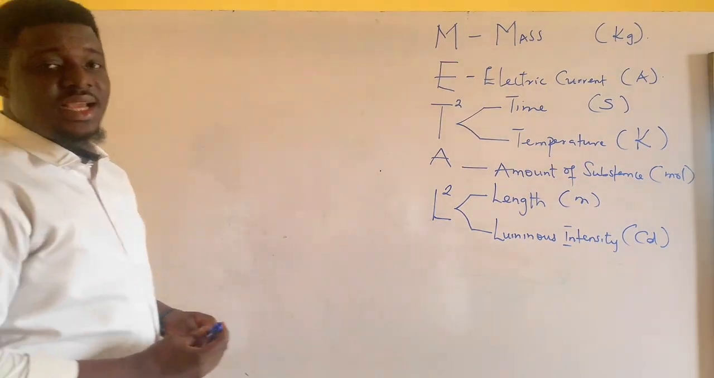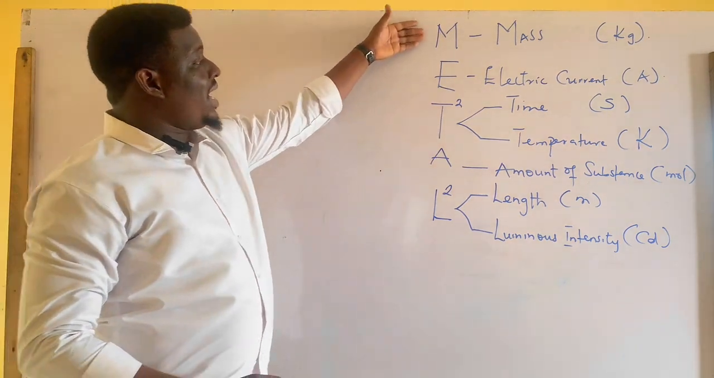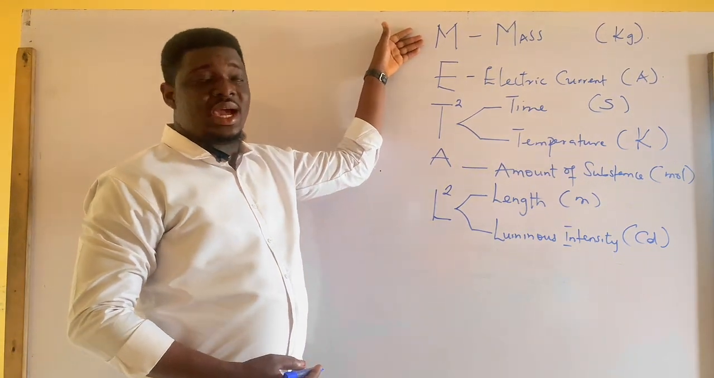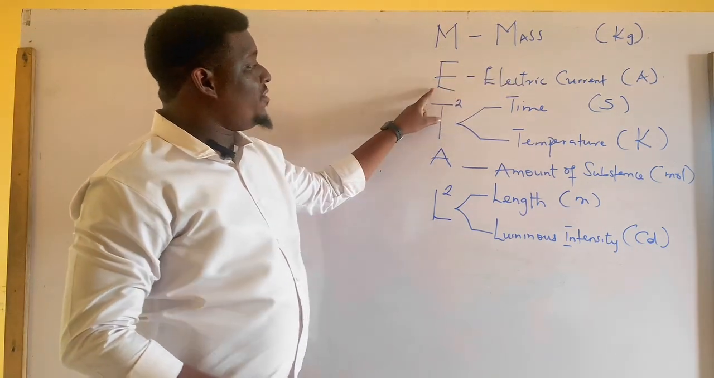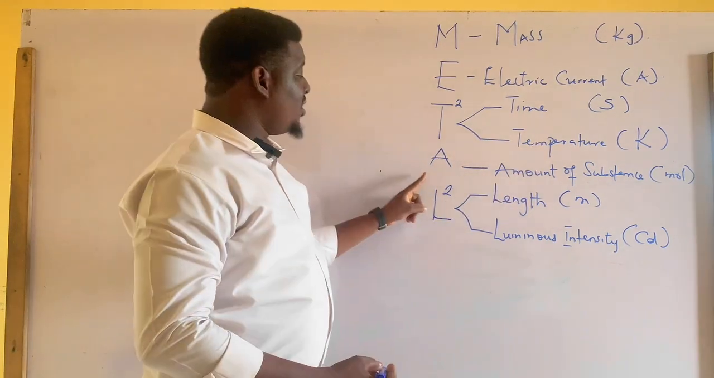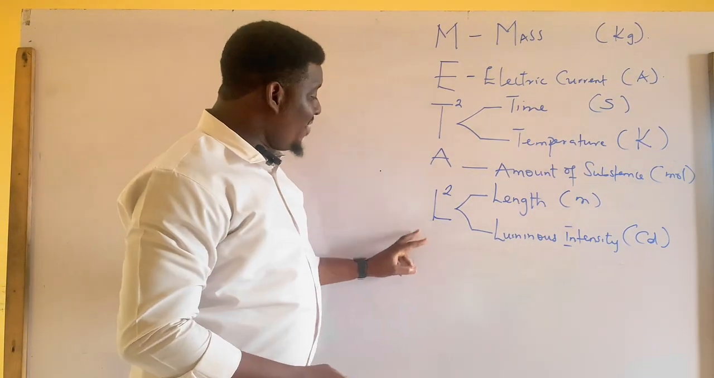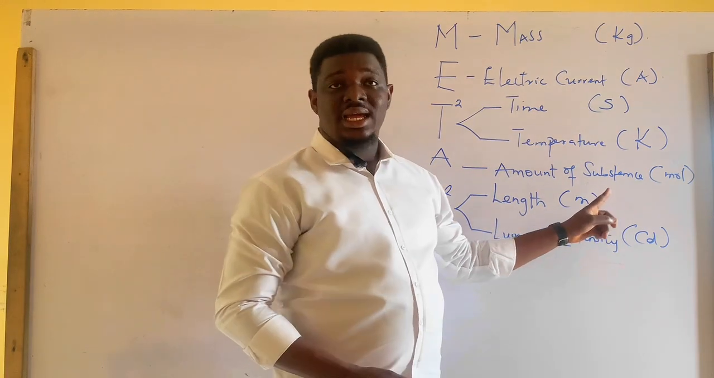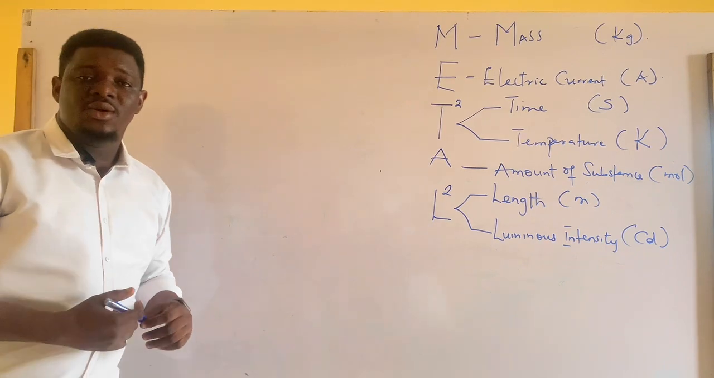Now, from the last class, I was talking about fundamental quantities, and I gave an acronym for you all to memorize the fundamental quantities we have. I said METAL. As you can see, we have M to be mass, E to be electric current, T to be time, T also to be temperature, A to be amount of substance, L to be length, and another L to be luminous intensity. And I have in front of them here their SI units. So we're going to be using all these to solve derived quantities.